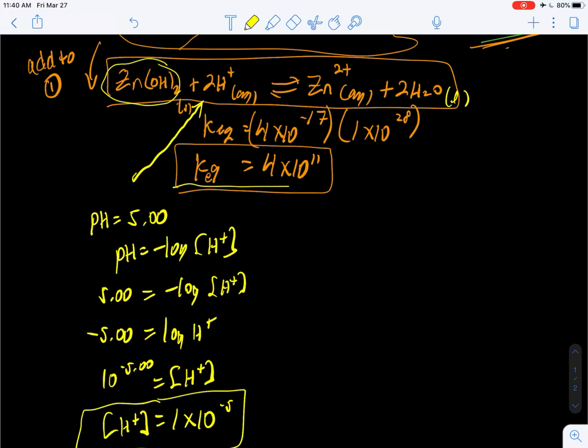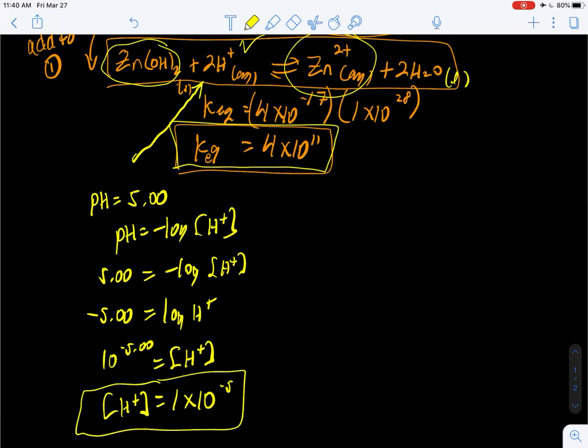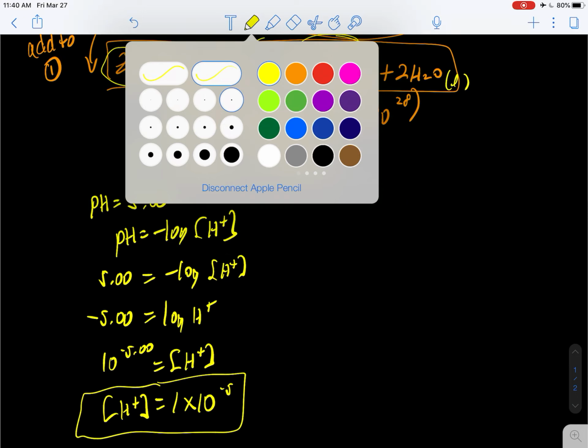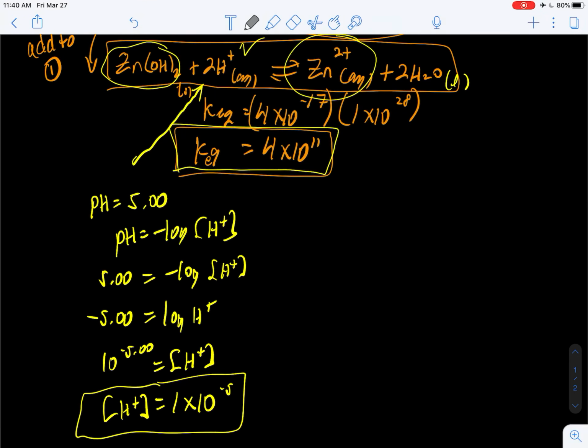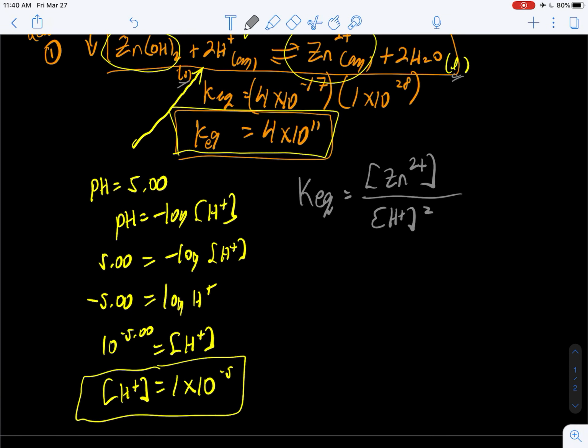So we have the equilibrium constant, and we know what H plus is, and we're basically trying to find out how much zinc ion is going to be in solution. So hopefully this is all positioned on the page so you can see it here on YouTube from the comfort of your home. The equilibrium constant for this net equation is going to be zinc ion over H plus squared. We don't include water because that's a liquid. We don't include zinc hydroxide because that's a solid, okay? So we don't include liquids or solids. And so we're going to solve for zinc ion here.